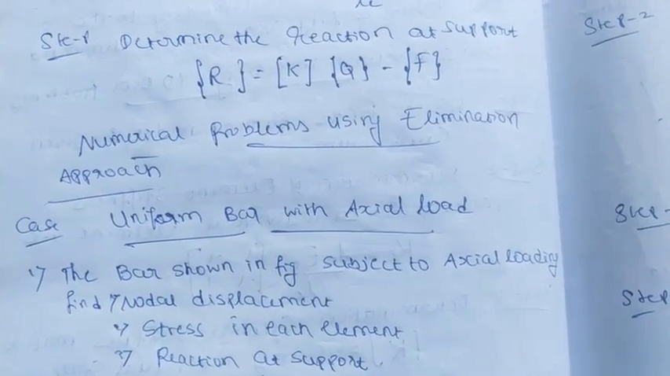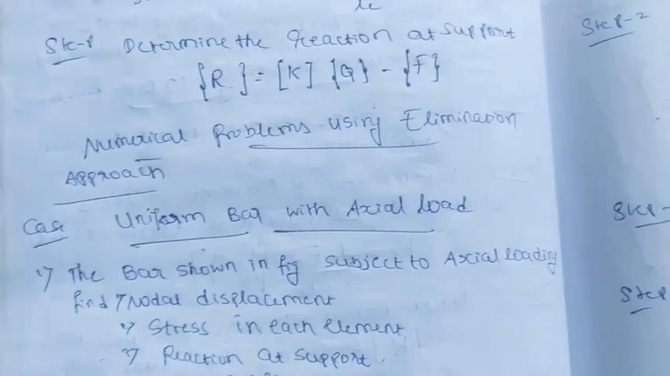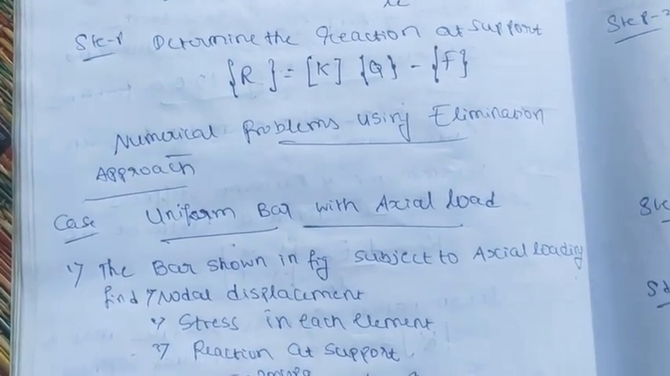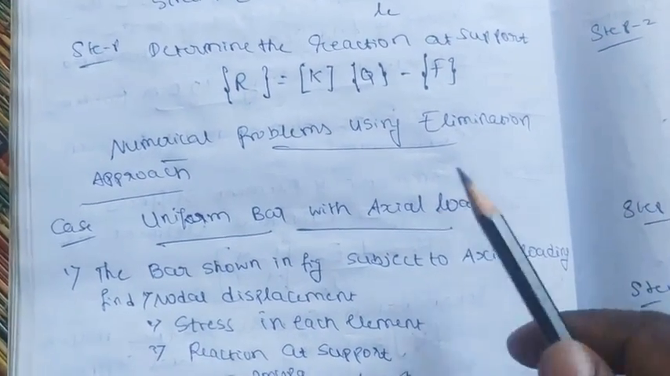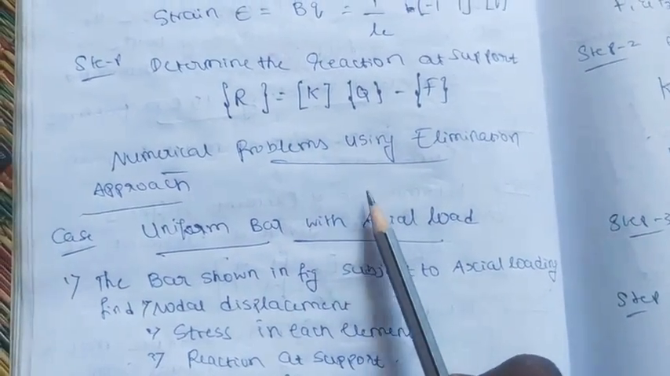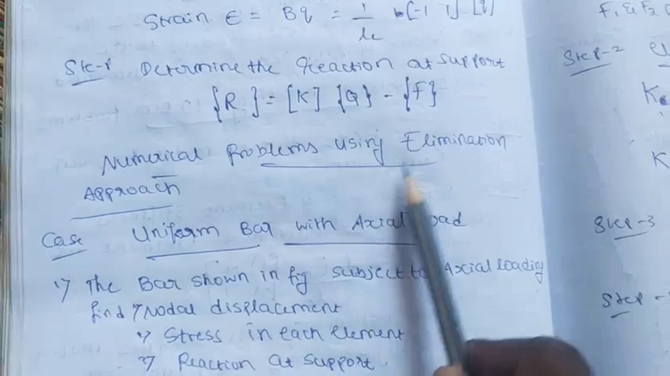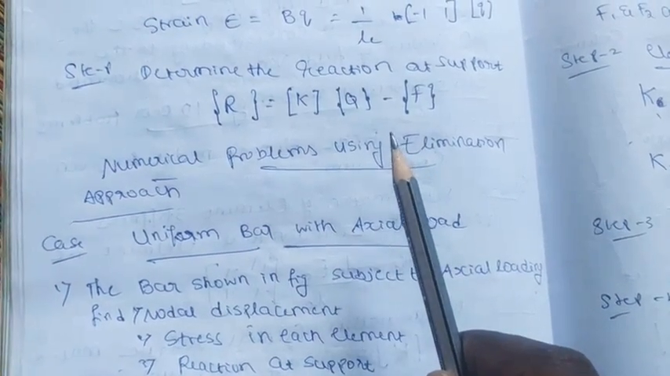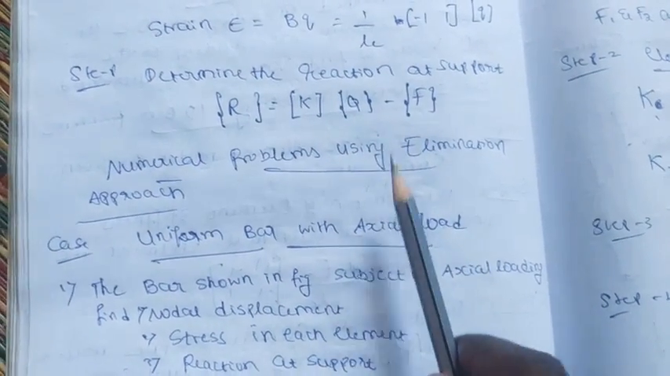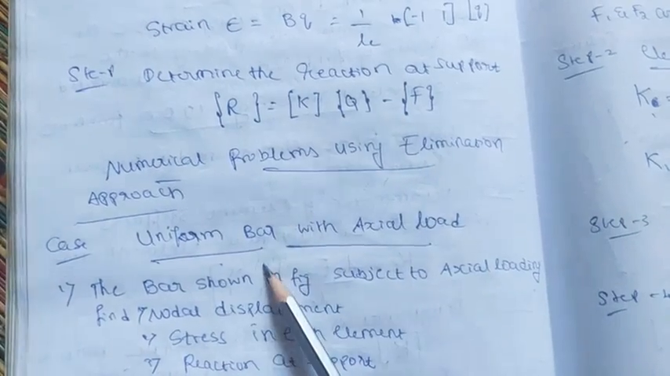Welcome to all. Now I'm going to start the numerical problems on 1D bar element. As I told, for boundary conditions we are going to use two approaches, the elimination approach and the penalty approach. Now we are going to solve the problems using the elimination approach.